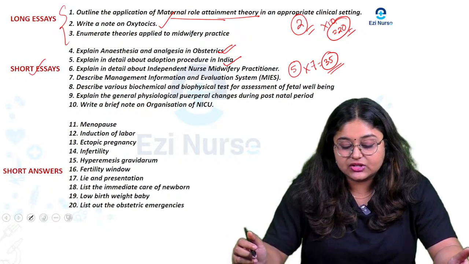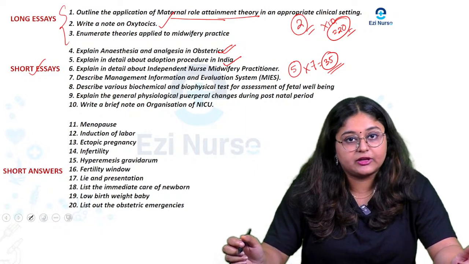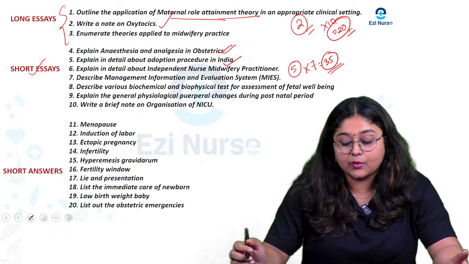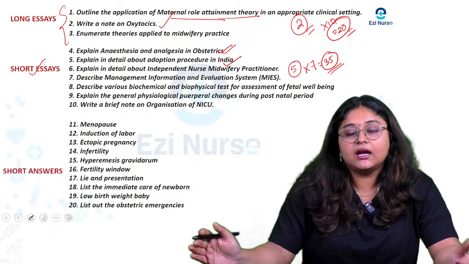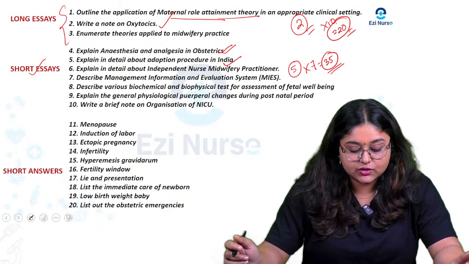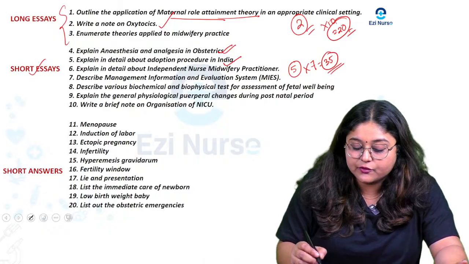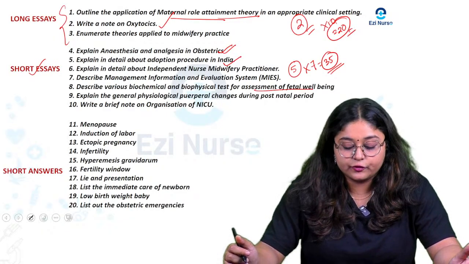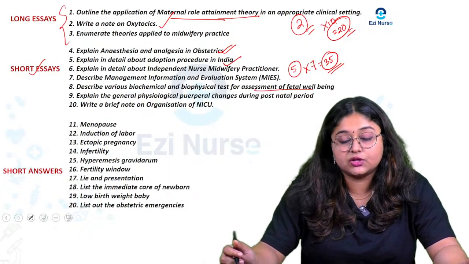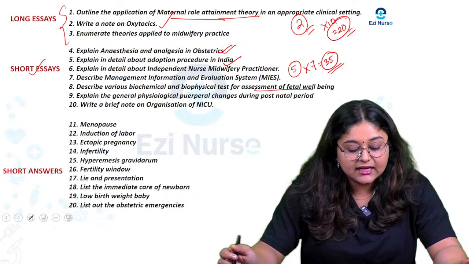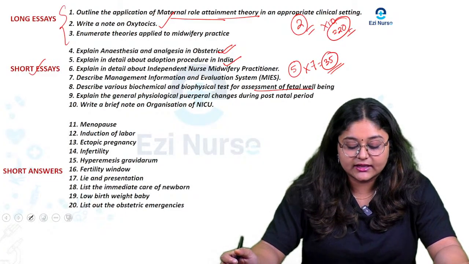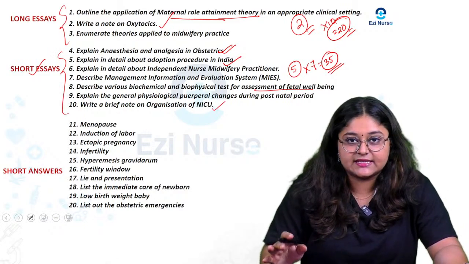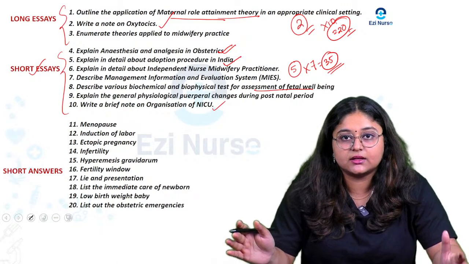Next, explain in detail the independent nurse midwifery practitioner. Next, describe the management information and evaluation system, or MIES, which is related with maternal nursing. Next, describe the various biochemical and biophysical tests for assessment of fetal well-being. Next, explain the general physiological and puerperal changes during the postnatal period. And last, write a brief note on the organization of NICU. All the questions are very important for the exam, so please follow these questions and read the answers.